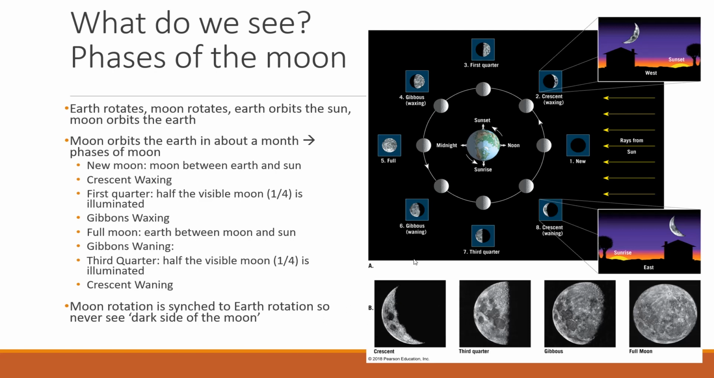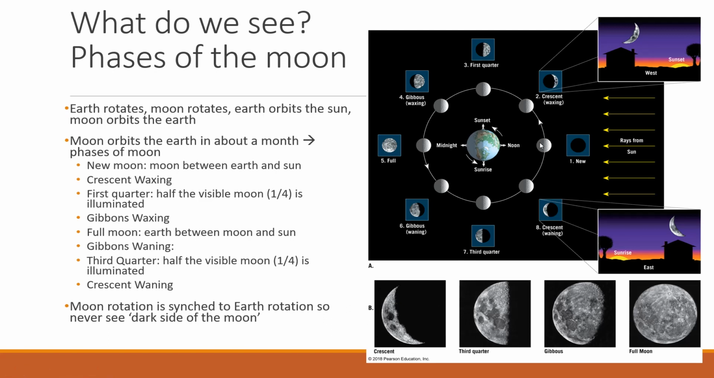So we start off with the new moon. The new moon is when the moon is between the Earth and the sun. The moon doesn't actually shine itself, it is just reflecting light from the sun. So if the moon is between the Earth and the sun, all of that light is hitting the backside of the moon, and the side facing the Earth is not getting any light. And so it's the new moon, there's no moon.